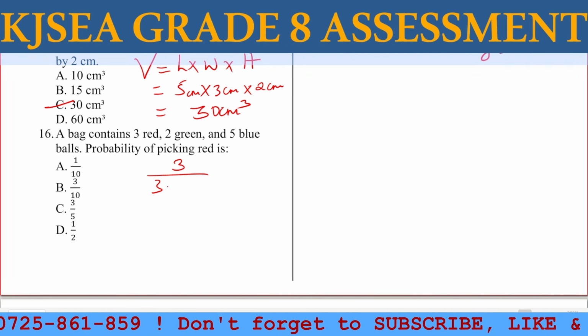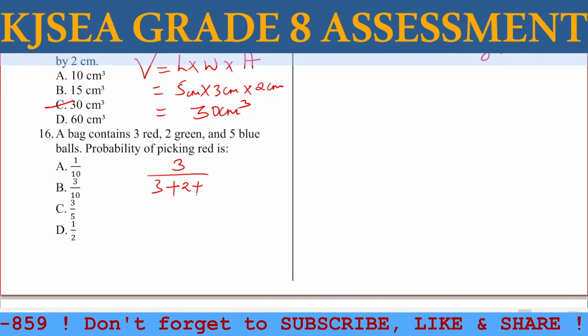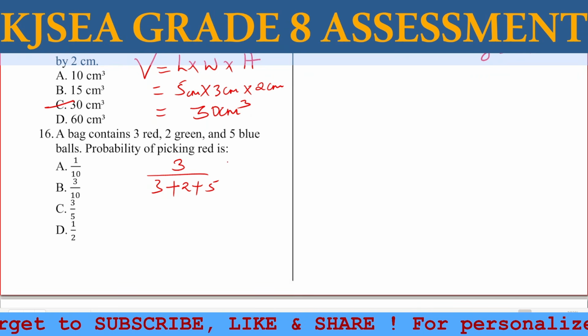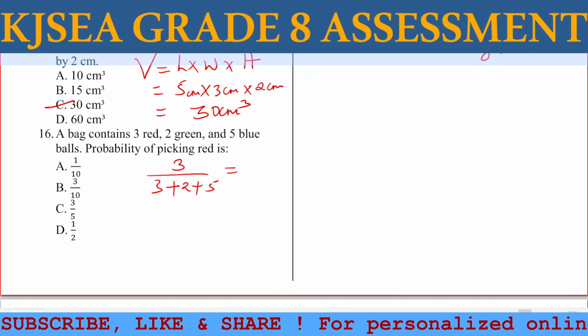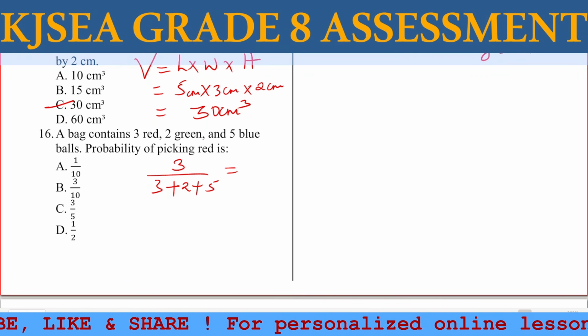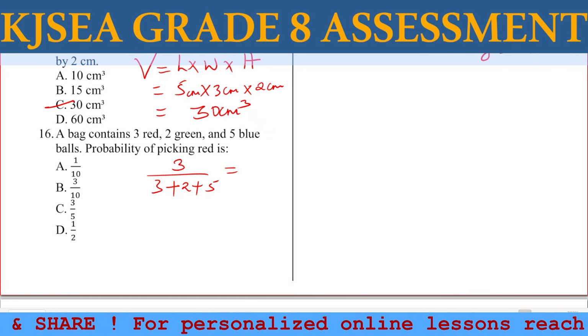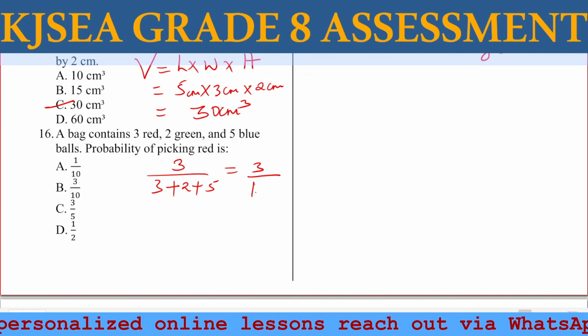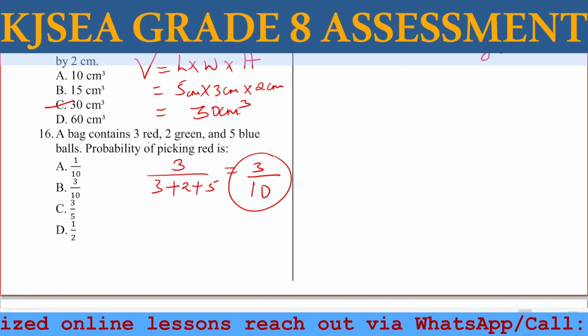So 3 reds plus 2 green plus 5 blue. So that is how you get the probability of picking red. So it is red divided by the total number of balls in that bag. So this will be 3 divided by, this is 10. So that is the probability of picking red.